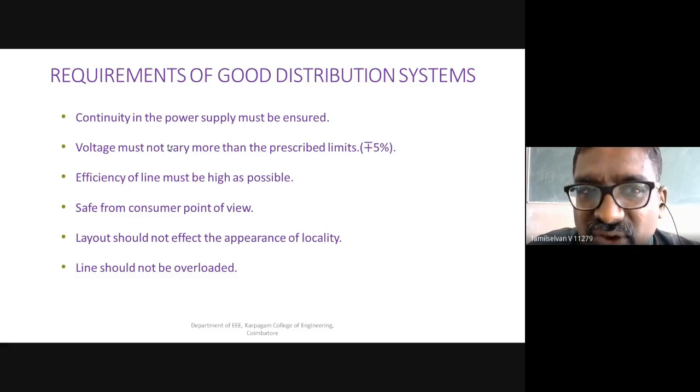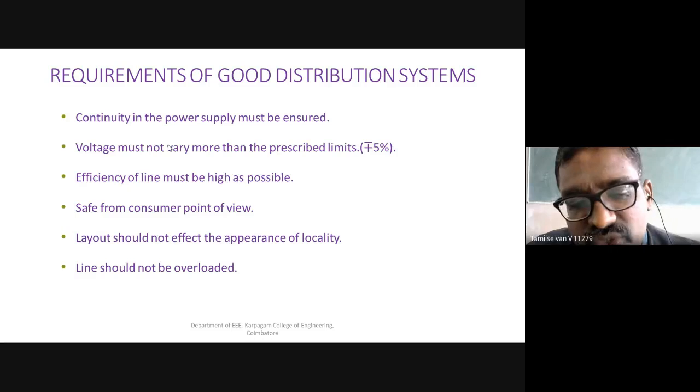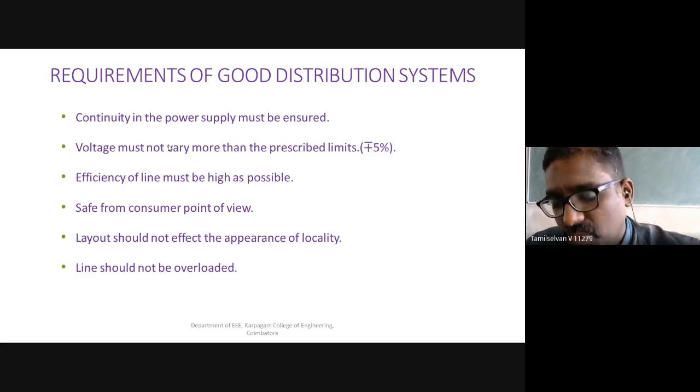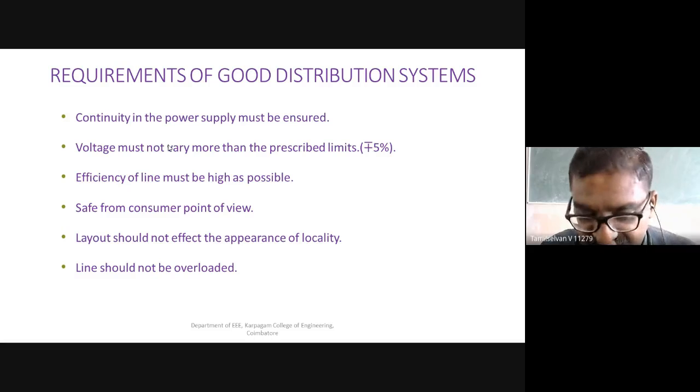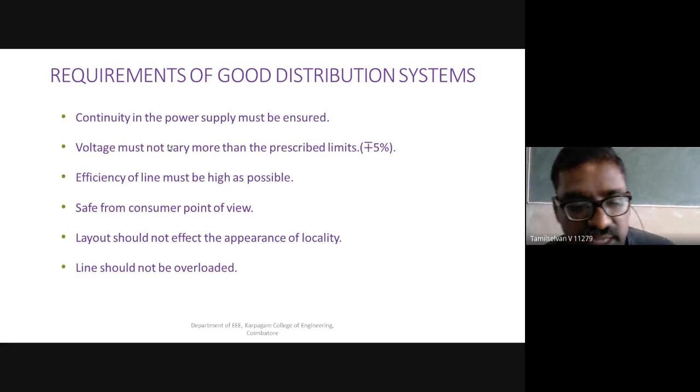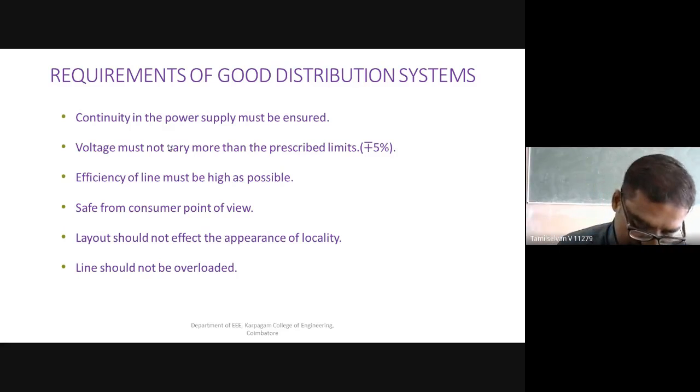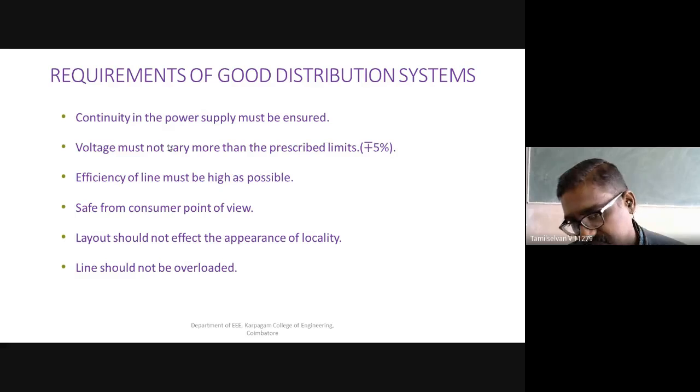And for a good distribution system, the line should not be overloaded, or the feeder should not be overloaded. So these are the basic requirements for any good distribution system.